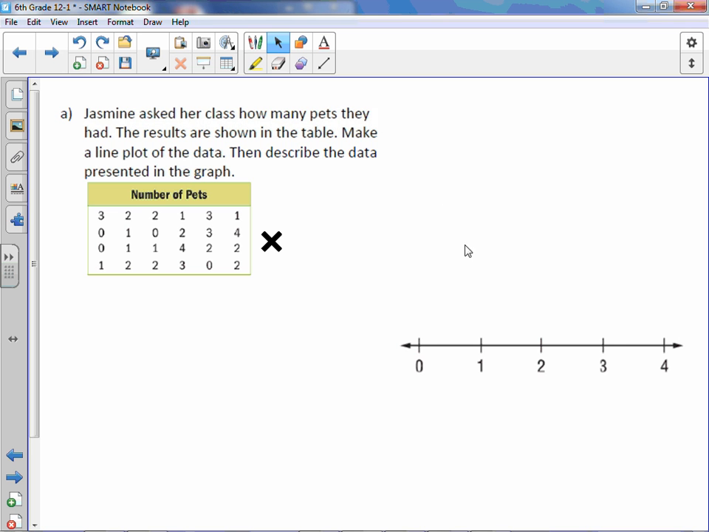So what we're going to do here, we first start off with a number line. Our numbers range from 0 to 4. So we have 0, 1, 2, 3, and 4 on the number line. And all of our numbers are whole numbers as we're talking about pets. So there will be no X's in between our numbers here. So everywhere we see a number, we're going to put an X.